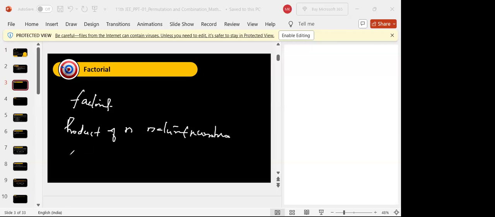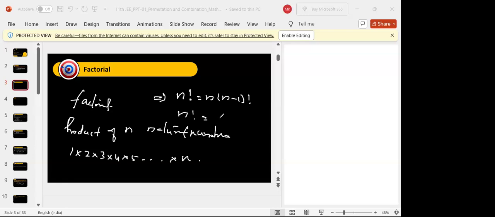Product of n natural numbers, that is 1 into 2 into 3 into 4 into 5, etc., into n. We can also write n factorial as n into (n minus 1) factorial. Even we can write n factorial as n into (n minus 1) into (n minus 2) factorial, etc.